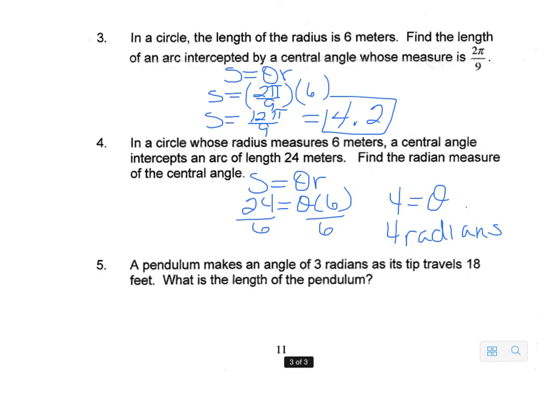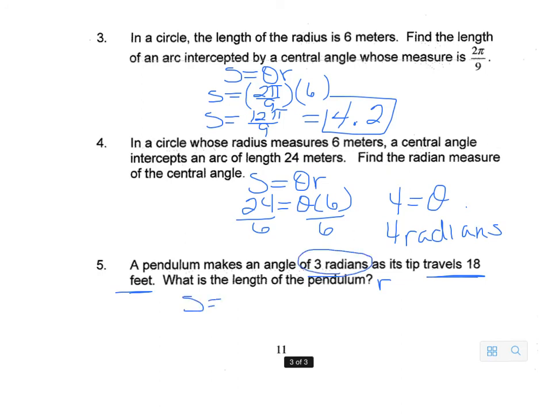A pendulum makes an angle of 3 radians as it travels 18 feet. What is the length of the pendulum? Well, they didn't say anything about central angle. But if you think about it, when the pendulum swings, it makes an arc. And it says it travels 18 feet, so there's your arc. What is the length of the pendulum? The pendulum, which is swinging, would be your radius. So 3 radians is your central angle.